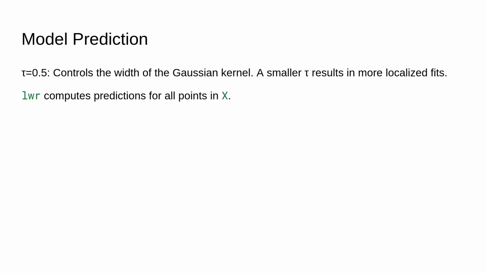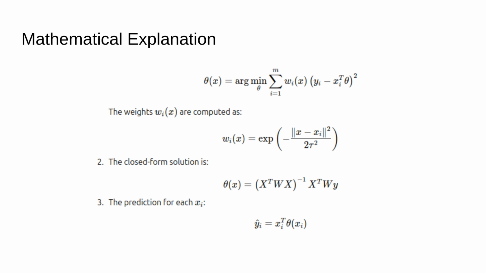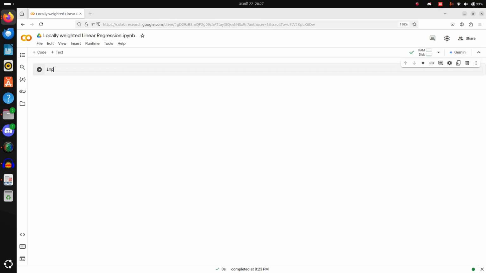And finally, we run the model. We can try experimenting with different values of tau to see how it affects the predictions. Now, we'll see the implementation of this and then how it works. We'll start by importing some libraries. First of all, we'll import NumPy, and another library will be matplotlib.